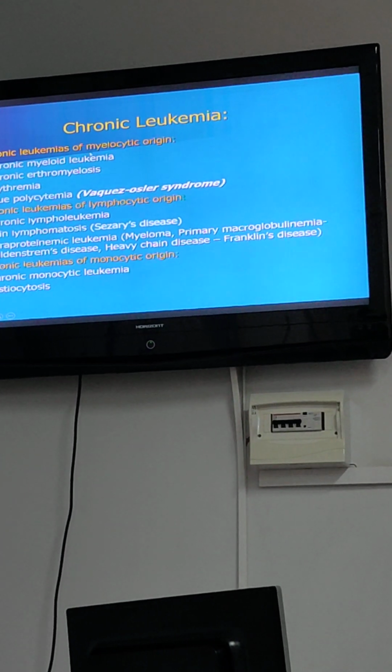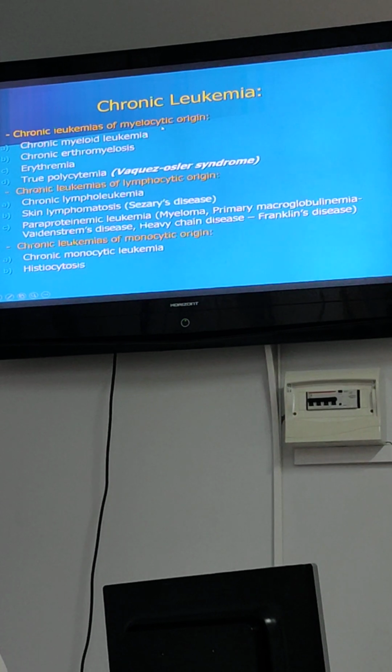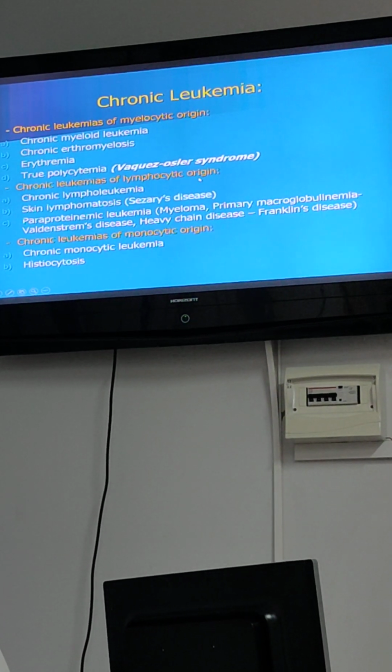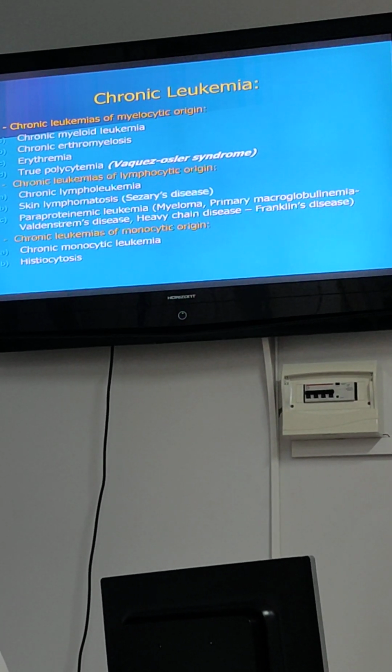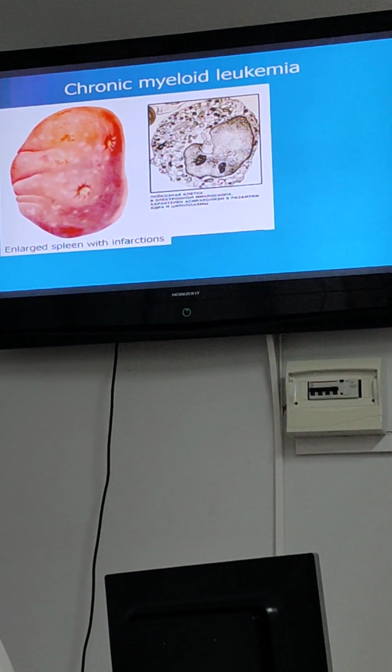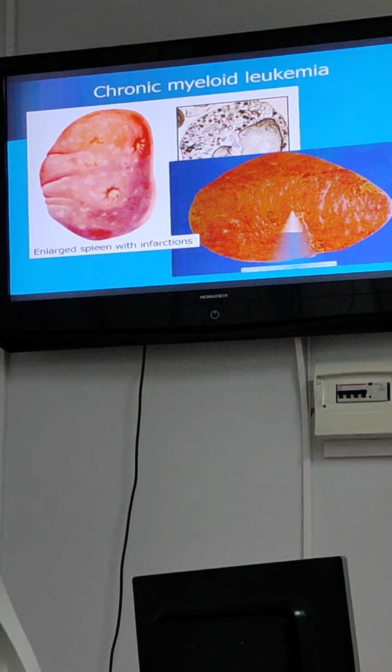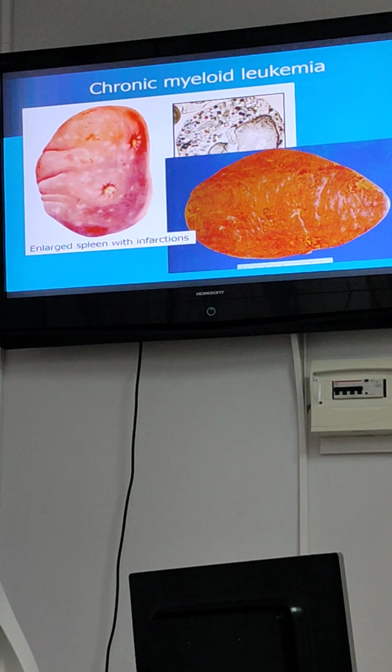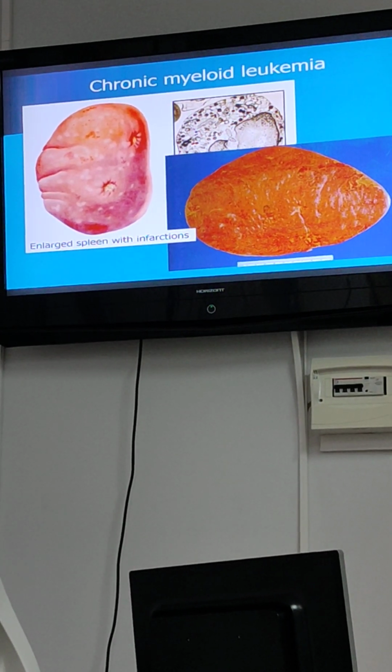There are some differences between chronic leukemias of myelocytic and lymphocytic origin. Chronic leukemias of myelocytic origin: one of the high questions in the MCQ. Morphological change.